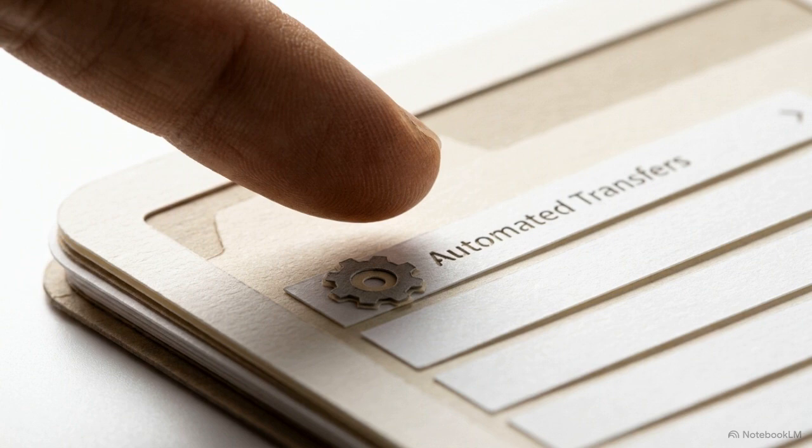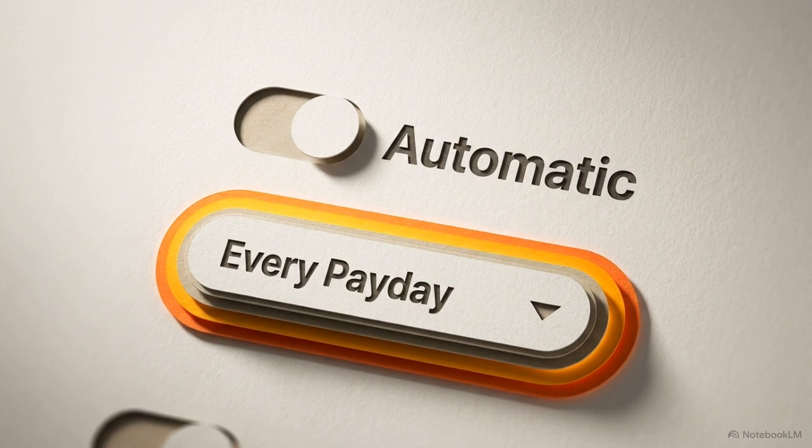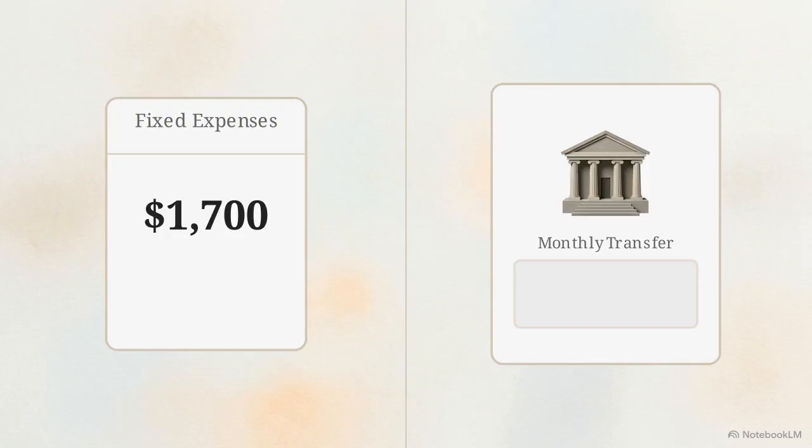Step 4. Navigate to the Transfers or Automation section within your banking dashboard. You need to set up an automatic, recurring transfer that pulls money from your primary paycheck account directly into the new Bills account every payday. This specific transfer amount must exactly match the total fixed expense number you calculated back in Step 1.